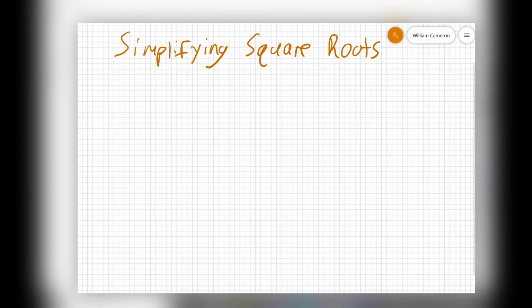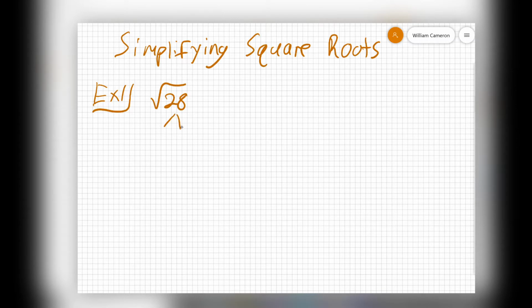All right, so today we are going to be going over simplifying square roots. So for our first example here, we are looking at the square root of 28. Now, with simplifying square roots, you always want to first break down the number underneath your square root by using prime factorization. So what is prime factorization?